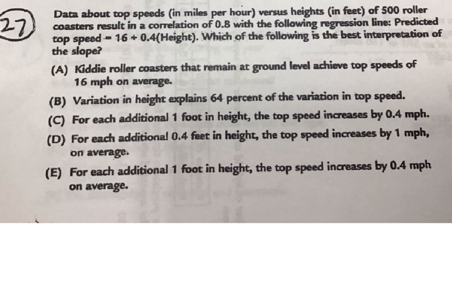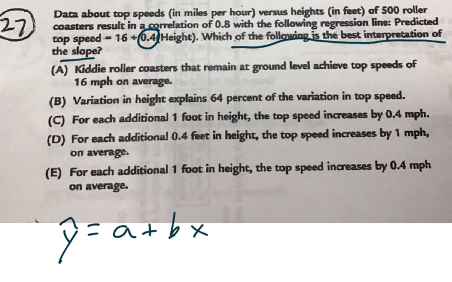27. Guys, notice they give us a lot of information here, but the key thing is, which of the following is the best interpretation of slope? You guys should know that y hat always has a form of a plus bx, right? Where a is our y-intercept. In a computer table, that would be the constant value. And b, of course, is our slope. So all we are focused on, guys, is the 0.4 here.